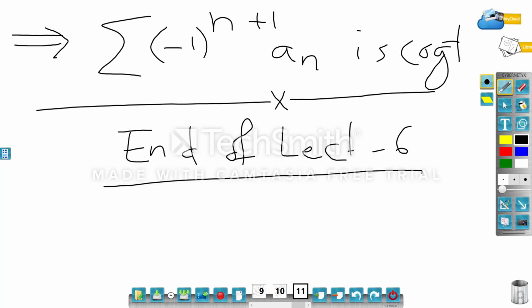So in lecture number 7, we will study the problems related to the Leibniz test and absolute convergence, conditional convergence, and normal convergence problems using the Leibniz test.